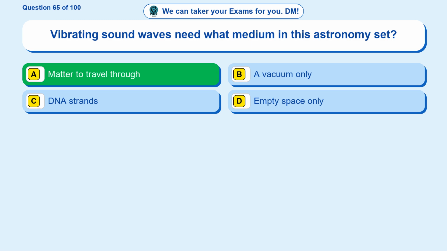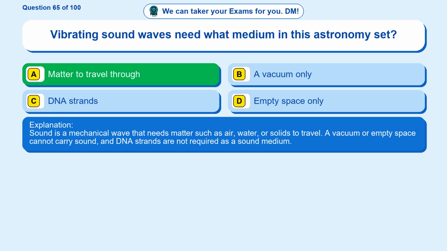Matter to travel through. Sound is a mechanical wave that needs matter such as air, water, or solids to travel. A vacuum or empty space cannot carry sound, and DNA strands are not required as a sound medium.